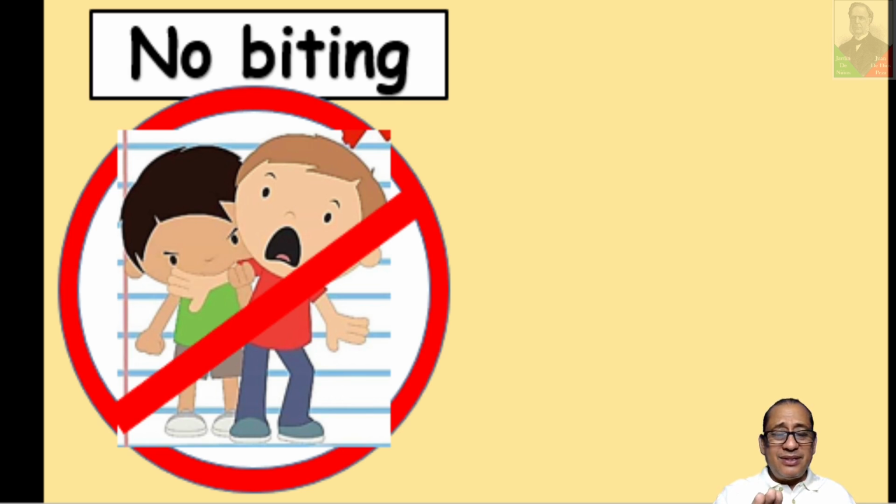It's not good. No biting. No biting, please. It's a bad behavior. It's a bad choice. No biting. Repeat with me. No biting. Let me hear you. No biting. Say it again. No biting. Very good. Let's go to the next.